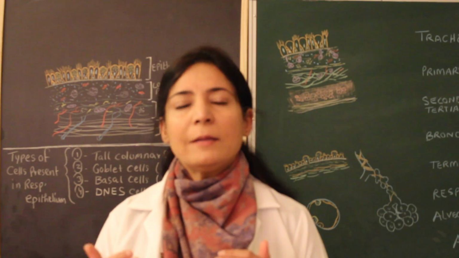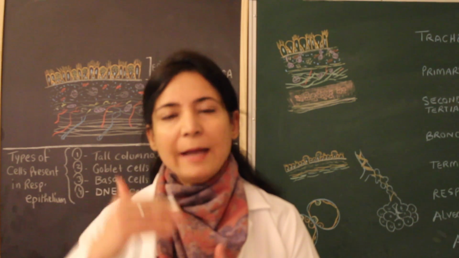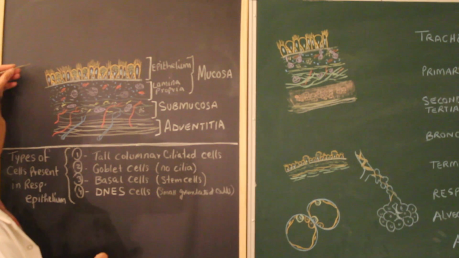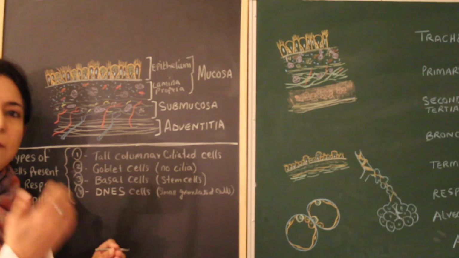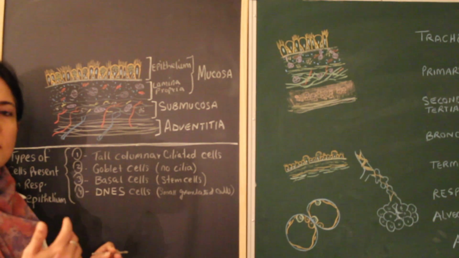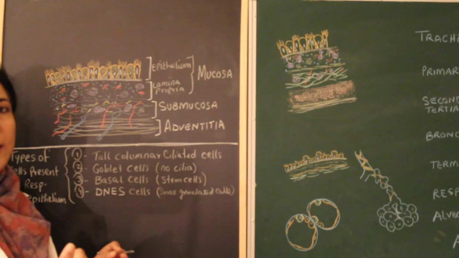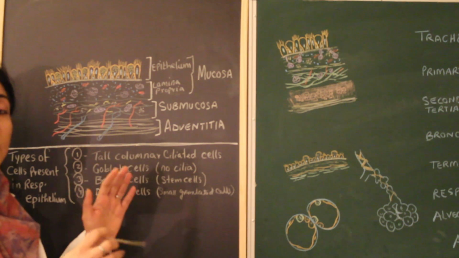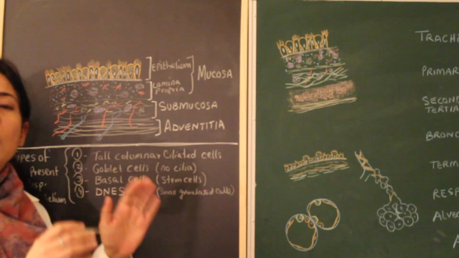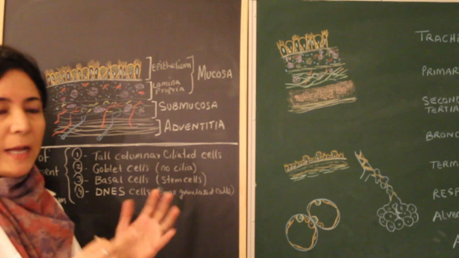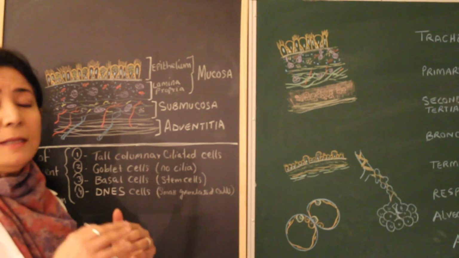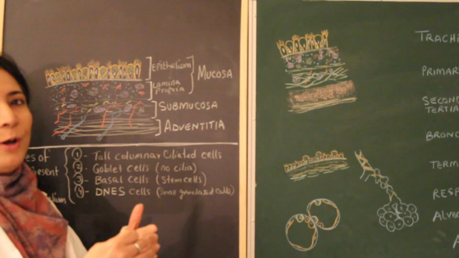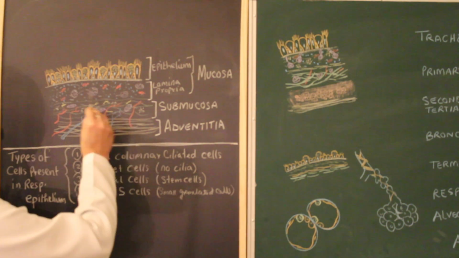So first, let me talk about the general histological pattern of the airways. Have a look at this drawing. It's showing us the arrangement of layers, how the tissue inside the air tube is arranged. So this is the inner lining of the respiratory tract, particularly the conducting zone. I'm talking about the lower respiratory tract, which starts from the trachea downward till the terminal bronchiole level, and then we will talk about the respiratory zone, which starts from the respiratory bronchiole. So here, have a look at it.